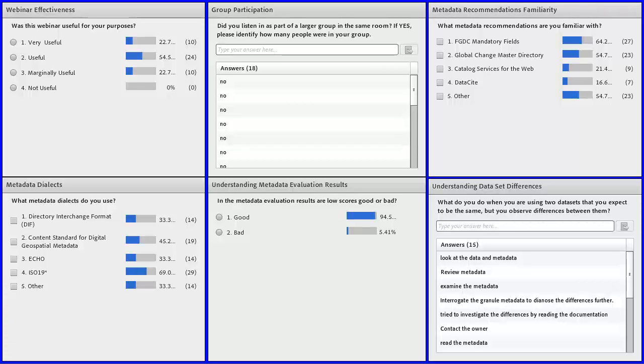Okay, does the score take into account anything other than missing elements, for example, incorrect elements?